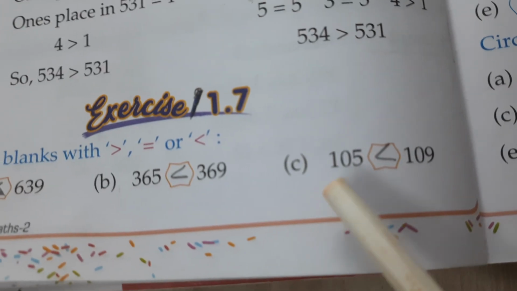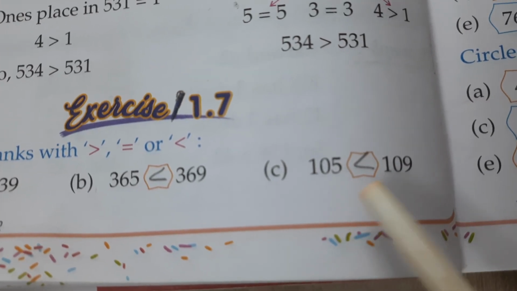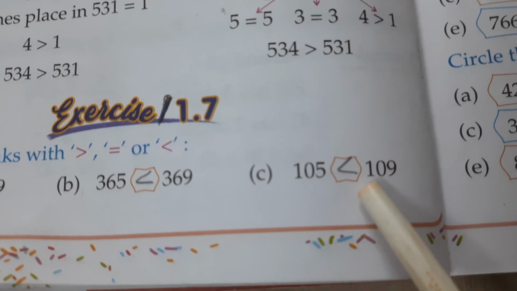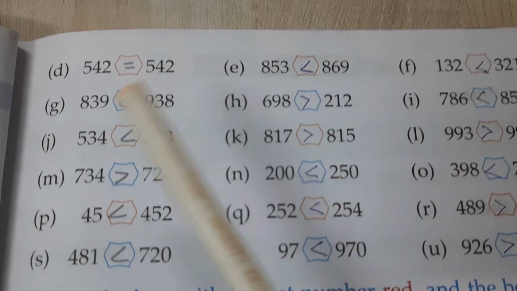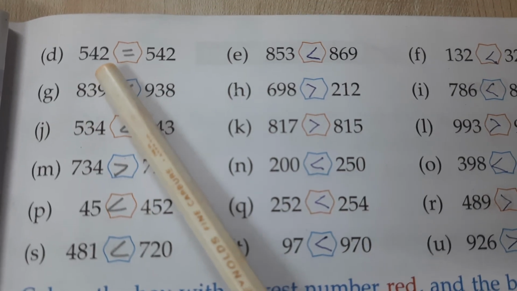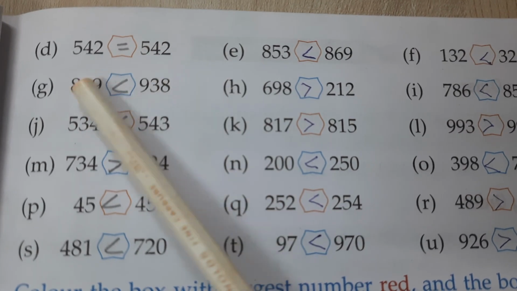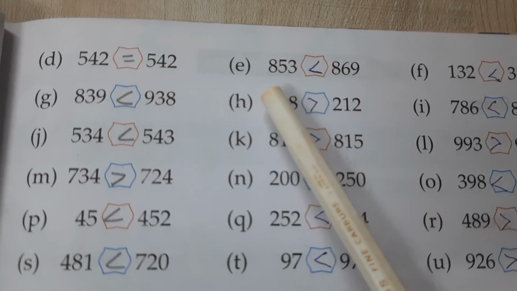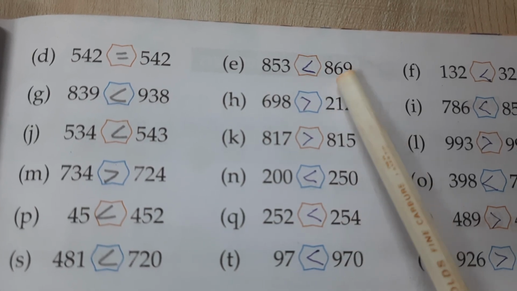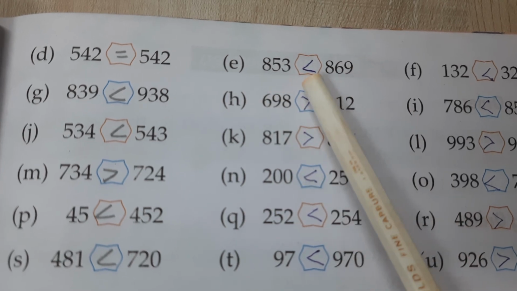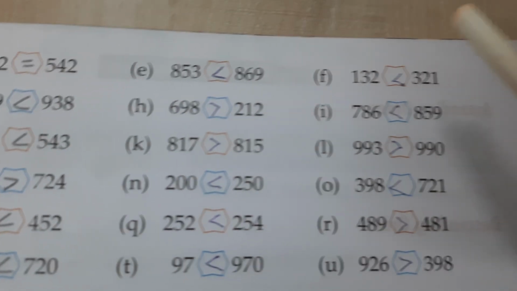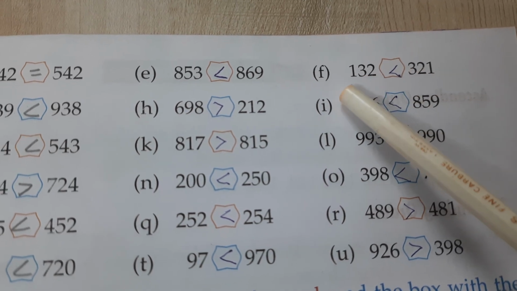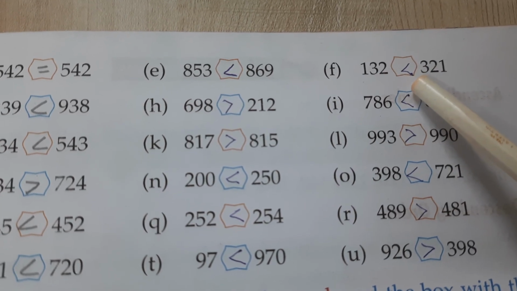Now look at here, 105 and 109. So this one is less than, that's why we put here less than symbol. Now next, 542 and 542, so both are equal, that's why we put here equal to. 853 and 869, this one is less than, that's why we put here less than symbol. 132 and 331, so this one is less than, we put here less than symbol.